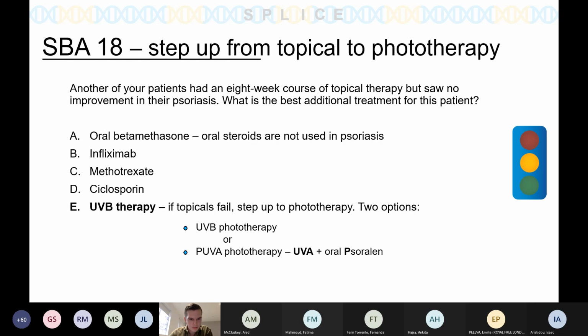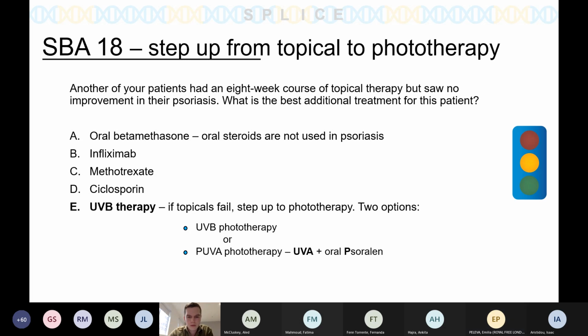Let's see what we've got. Okay, interesting. A lot of people have gone for A. That's fair, because what I was trying to say earlier that I got mixed up in is you do go from topical to oral. However, this is what Amelia said. UV is really good for psoriasis. So before you go from topicals to orals, psoriasis has UV light in between as the second line management.